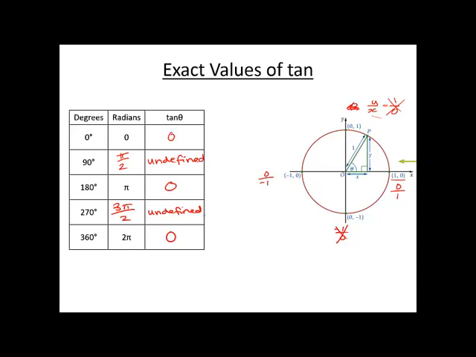So you'll notice that tan theta is undefined for pi over 2 radians, 3 pi over 2 radians, and so on, every 180 degrees, or every pi radians. So that means the next ones would be 5 pi over 2 radians, and 7 pi over 2, and so on. Okay, so that's a really important thing to remember.